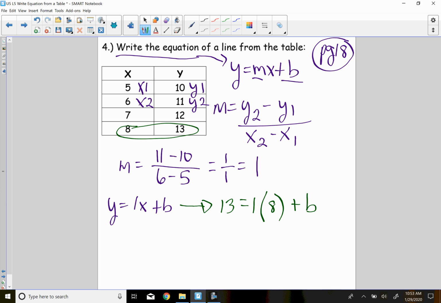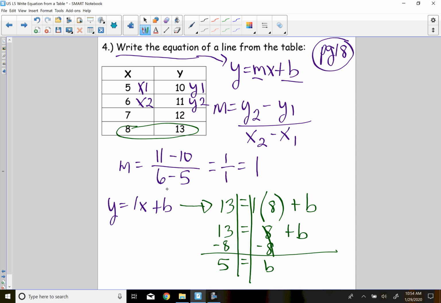Now, the reason I plugged in a value for x and y, and not just any value, a value from the table, is that now I have an equation I can solve for b. Before I can solve it, I have to clean this up. 1 times 8 is 8. So b plus 8 equals 13. If I take away 8 on both sides, b is going to equal 5.